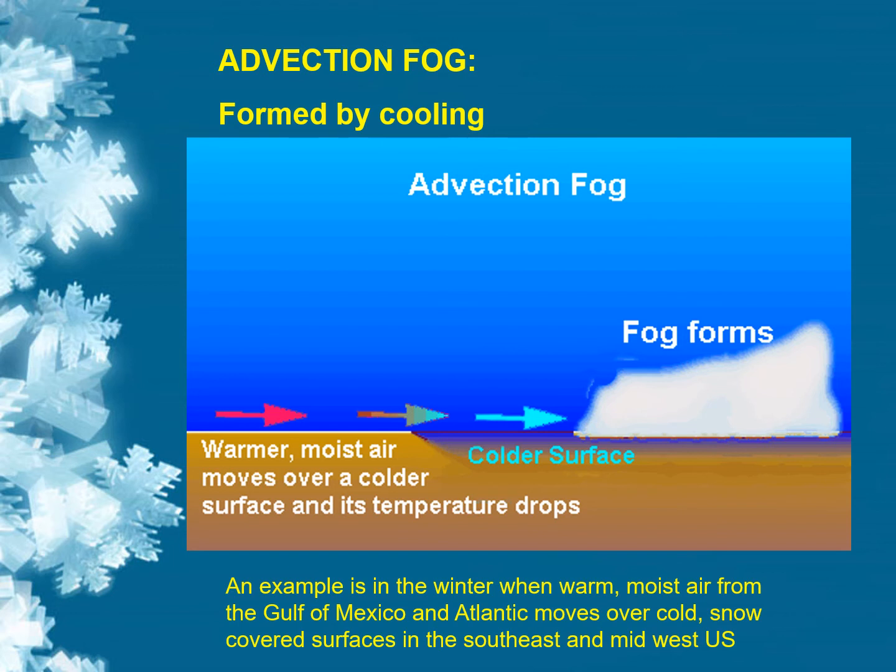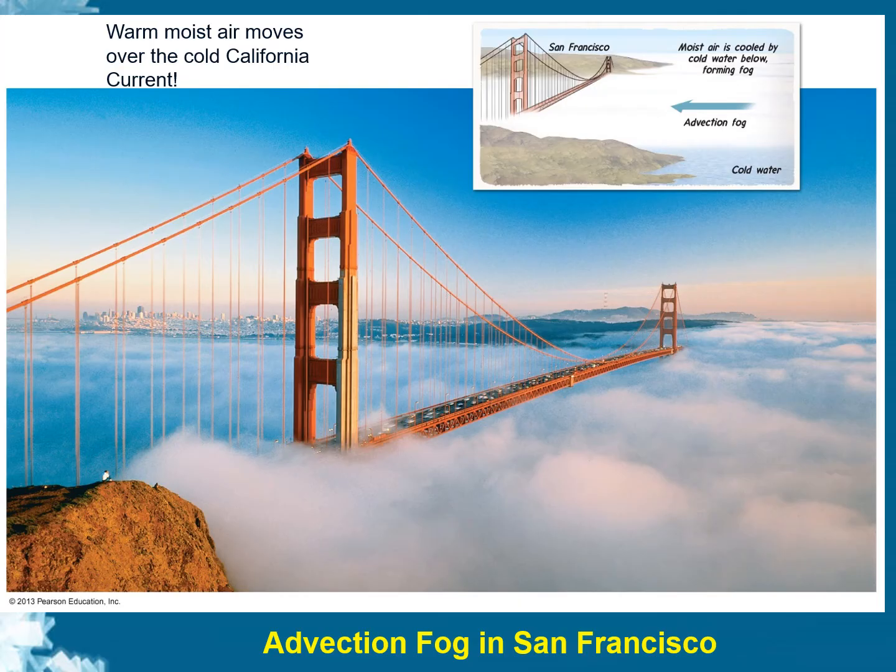Okay, so examples of advection fog. In the winter, when you have warm, moist air from the Gulf of Mexico and Atlantic moving over cold, snow-covered surfaces in the southeast and Midwest. You might ask, when do we have snow-covered surfaces in the southeast? Well, it occasionally happens. This is probably more likely to happen in the Midwest U.S.